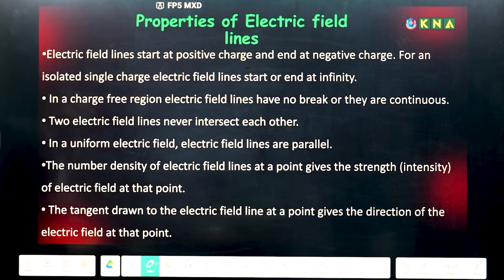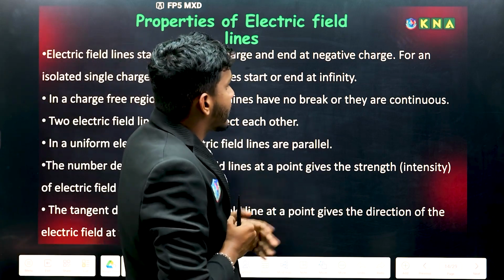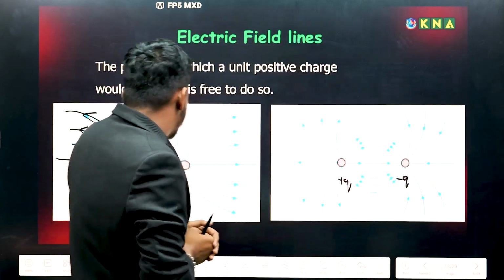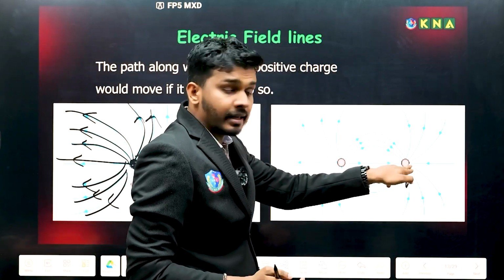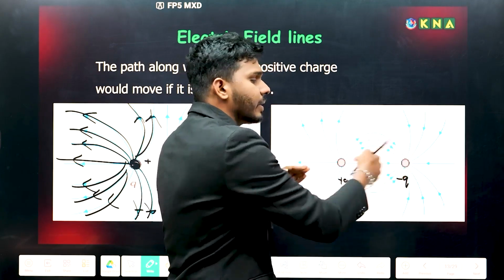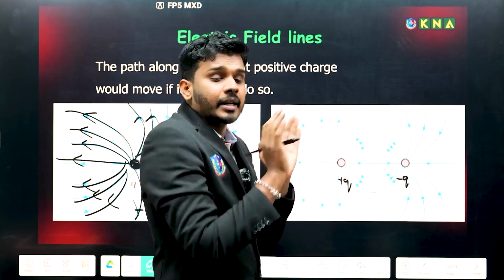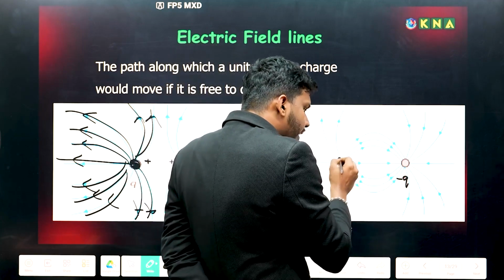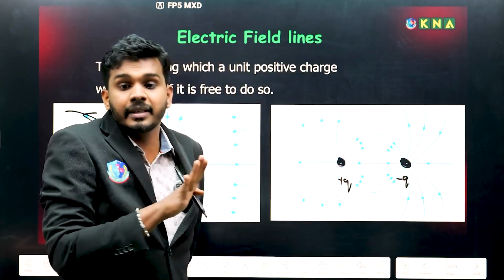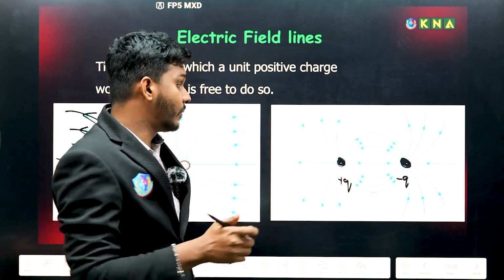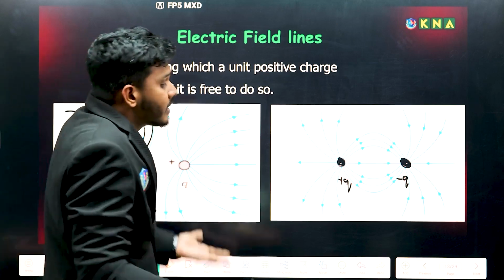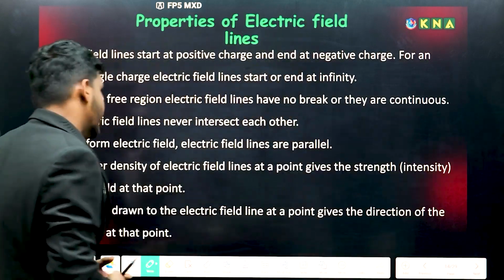Next, in a charge-free region, electric field lines have no break, they are continuous. At a charged region, they stop there. At a charge-free region, they are continuous.